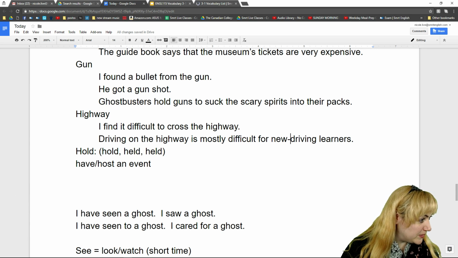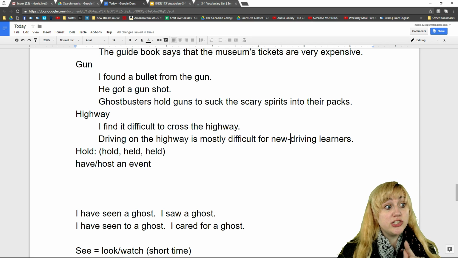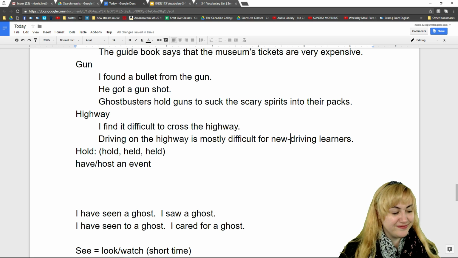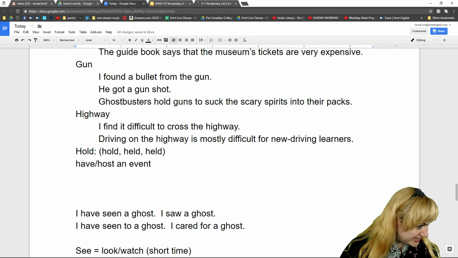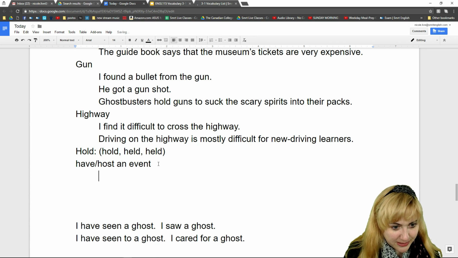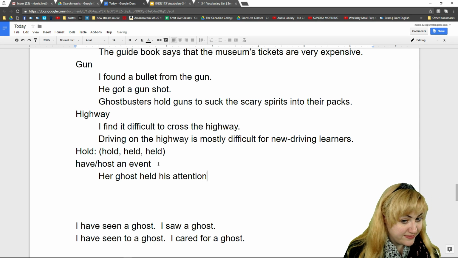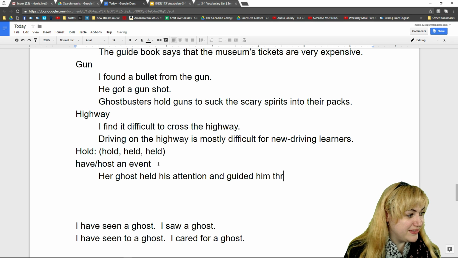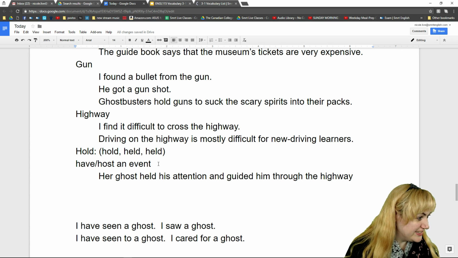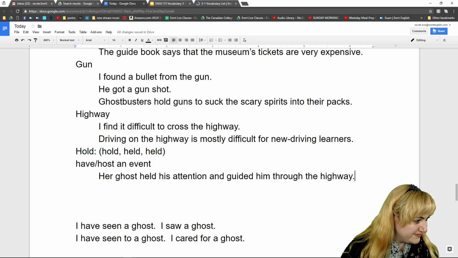See any more? Oh, lots of ones for ghosts. She acts more dangerous than a ghost. Seeing a ghost is the scariest part of my experience. Just don't say most scariest, just scariest. Very nice. Her ghost held his attention. Ooh, I like that one because it uses both of them. Her ghost held his attention and guided him through the highway. Oh, wow. Good job, Luciana. That's a lot of vocabulary words in one sentence. Very good job.